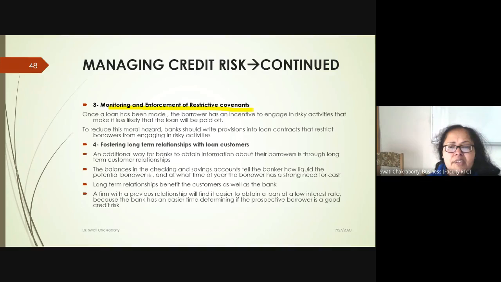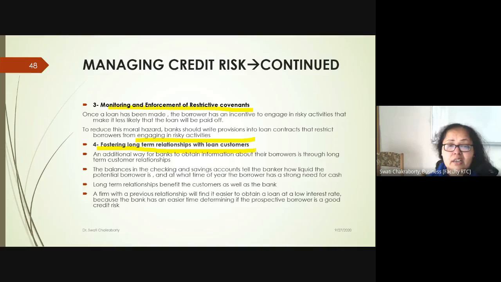Third point, as we said, is monitoring and enforcement of restrictive covenants. Once the loan is made, the borrower has an incentive to go for risky activities, which makes it very difficult for the loan to be paid off. So the bank has to include some clauses in the loan contract, which the borrowers sign, that prevent the borrowers from engaging in these risky activities.